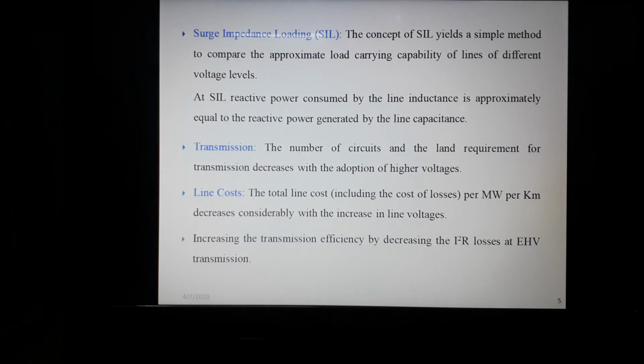Line losses are reduced with increasing voltage level for power transmission. As the same amount of power is transferred at higher voltage, the current is reduced, and for reduced current, a conductor of lesser diameter is required. Hence the resistance of the conductor is reduced, so the I square R losses, the ohmic losses, in the transmission line are reduced. So we can say that the transmission efficiency is increased at extra high voltage transmission.